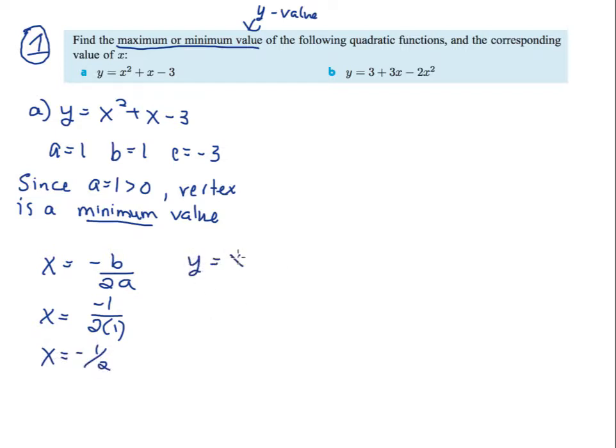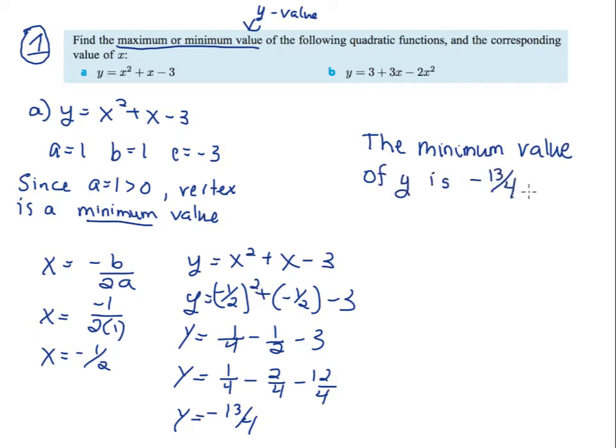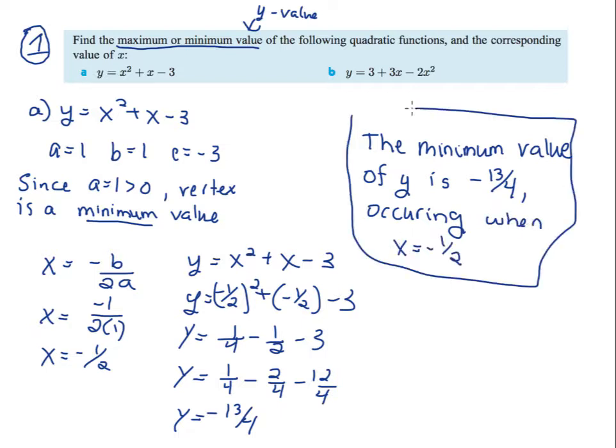To find the y value, go back to the original function, replace every x with negative 1/2. After simplifying this down, I find that y is equal to negative 13/4. So my conclusion is the minimum value of this quadratic is negative 13/4, and this occurs when x is equal to negative 1/2.